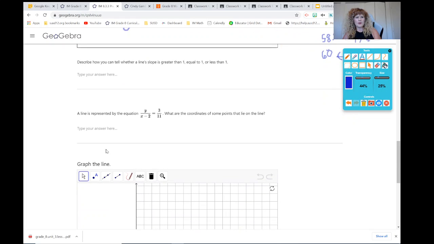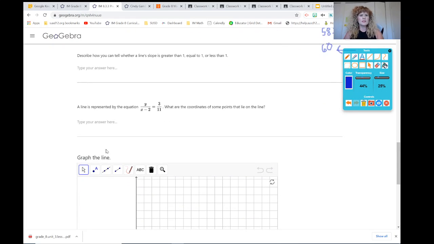Let's go on to the next problem. Describe how you can tell whether a line's slope is greater than 1, equal to 1, or less than 1. How can you tell? Okay, well let me draw my x and y axes. There's my y axis and there's my x axis.